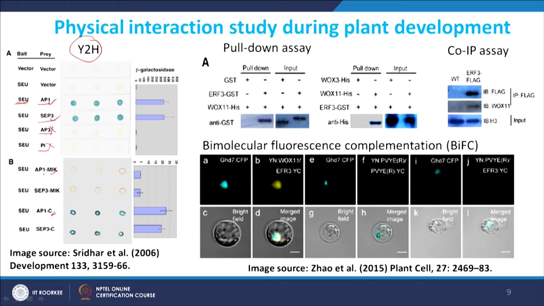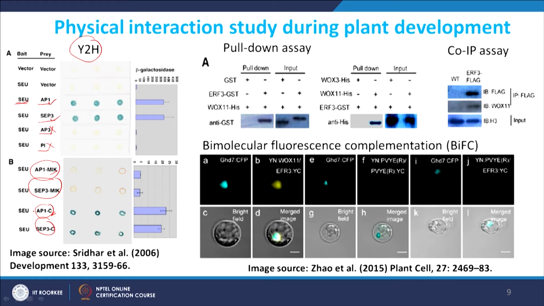So, here specifically they have taken only MIK domains of both the factors and C terminal domains of both the factors, and they have checked the interaction. You can clearly see that only the C terminal domain is showing interaction, but the MIK domain is not showing interaction, which means that you can tell that AP1 and SEPALLATA3 are interacting with SU through their C terminal domain.